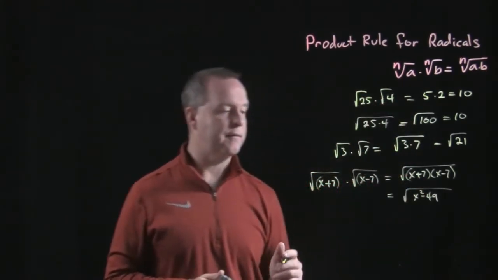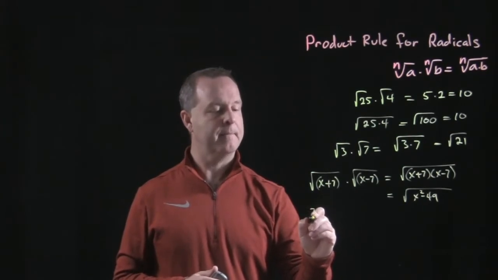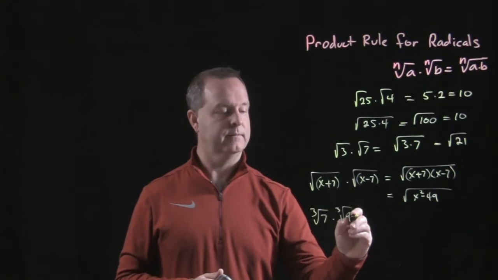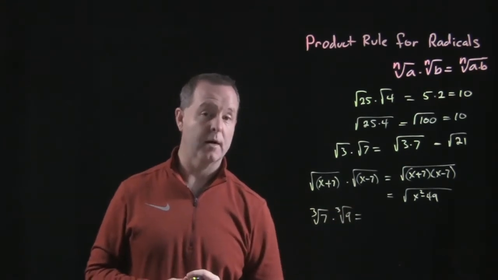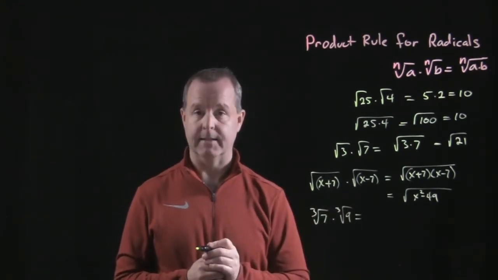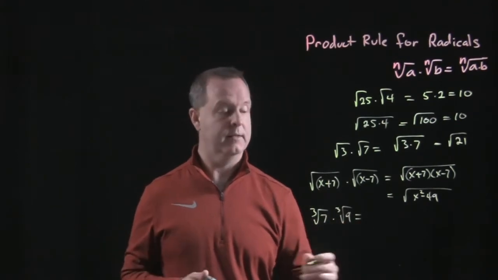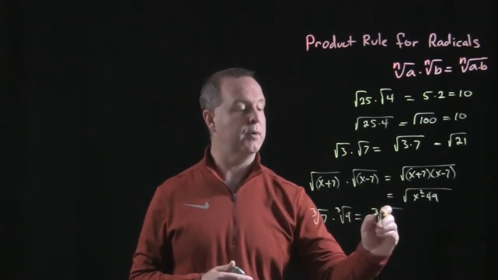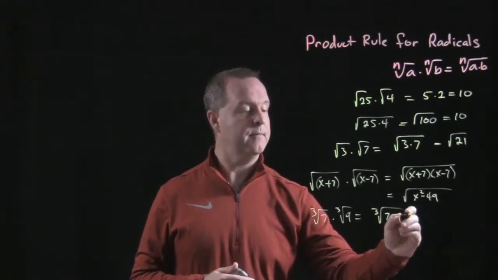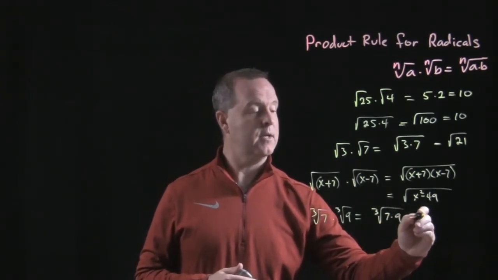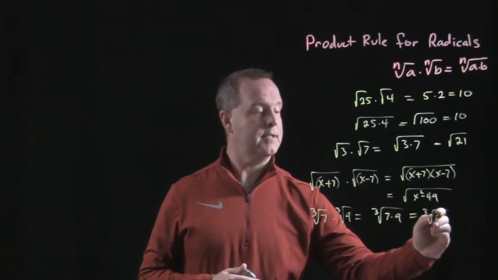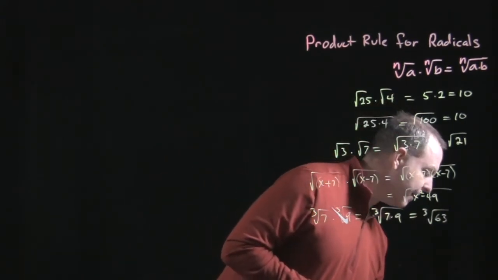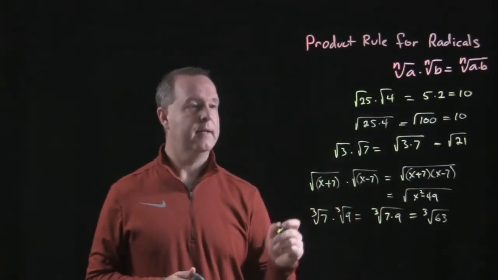Now let's say we have the cube root of 7 times the cube root of 9. What's important to note? Do we have the same indexes? Yes, they're both cube roots. If that's the case, then we can combine them underneath one cube root as 7 times 9, and that equals the cube root of 63, I believe. That's 7 times 9.